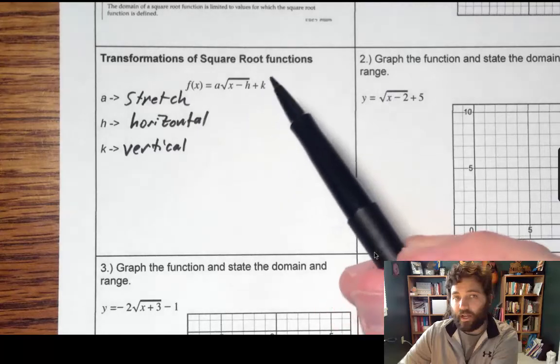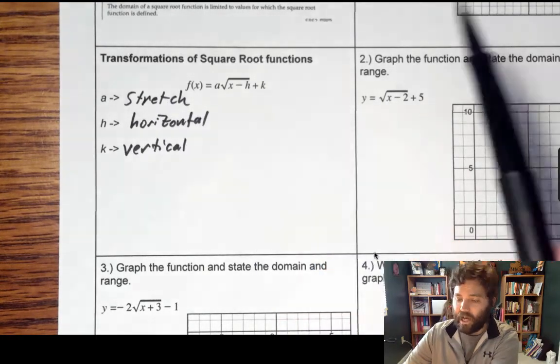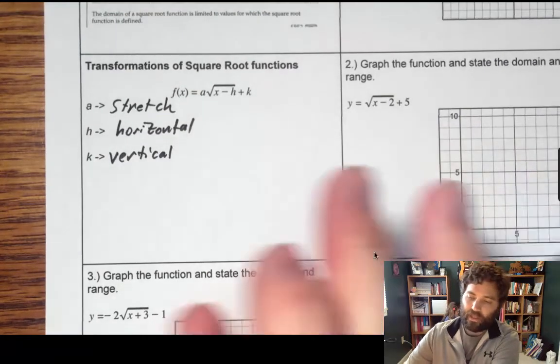And so you can get an idea of what these graphs are going to look like lots of times just by understanding how a, h, and k operate. So let's look at a couple problems like that.